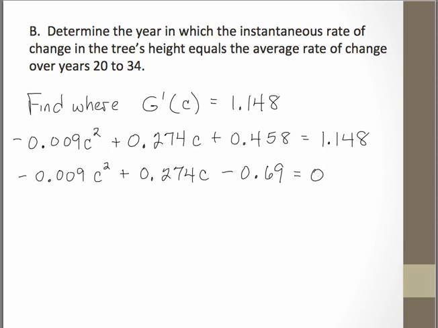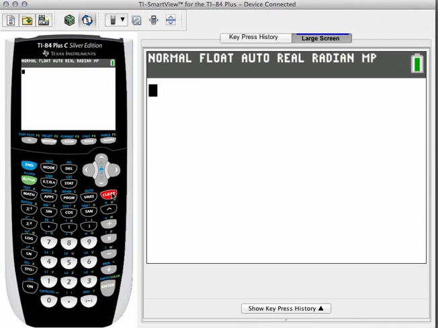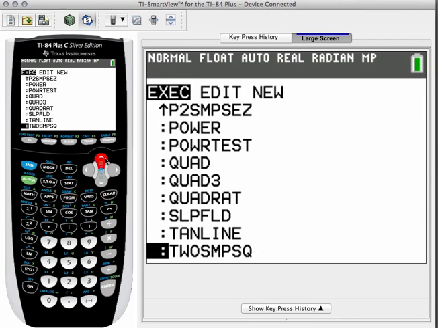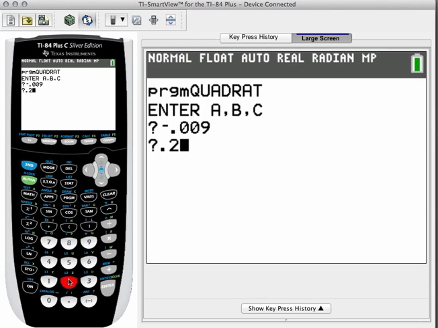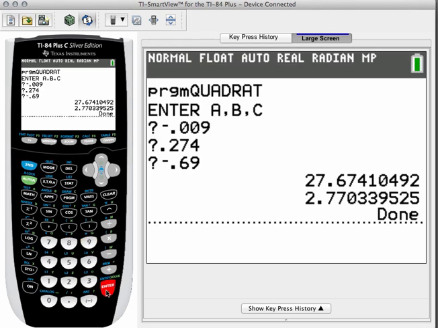All right, so you should have the quadratic formula programmed into your calculator as a program. So let's go ahead and use that. I'm going to pull it up, and I'm going to use the one I have called quadrat. Remember, it's prompting you for the coefficients. The leading coefficient is negative 0.009. Our linear coefficient is the 0.274. And your constant is a negative, don't forget to make it negative, 0.69. All right, and you'll notice we get two different answers.